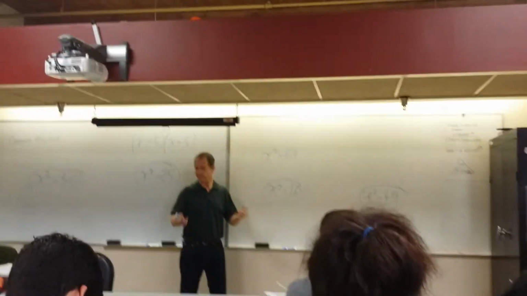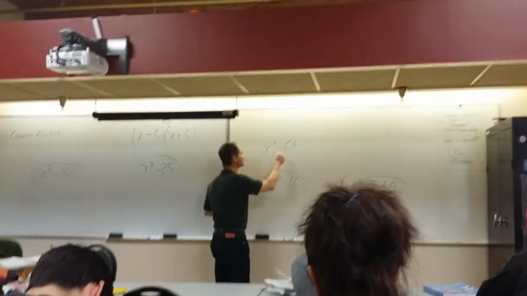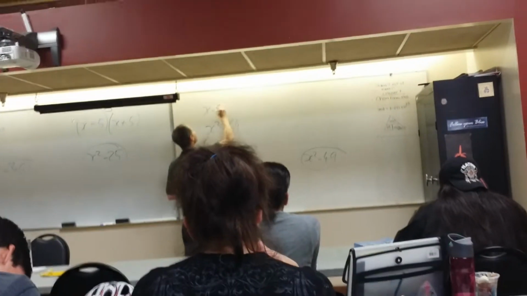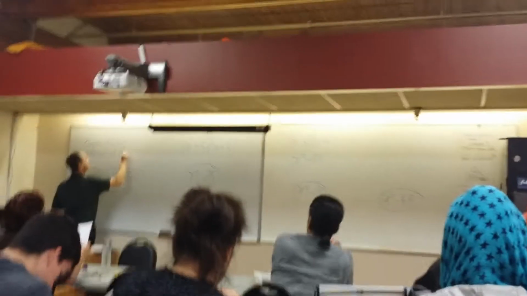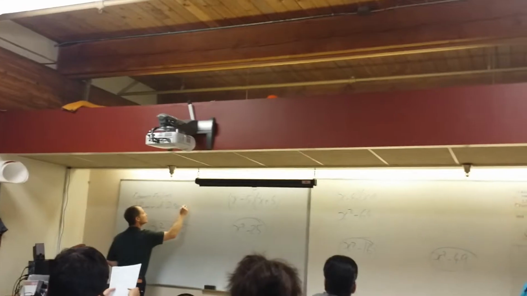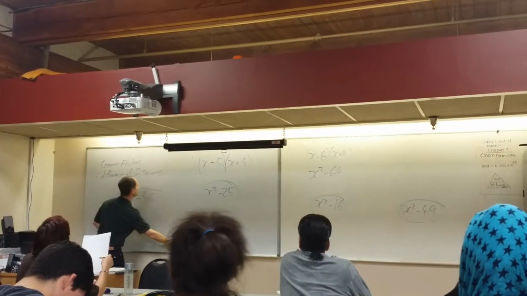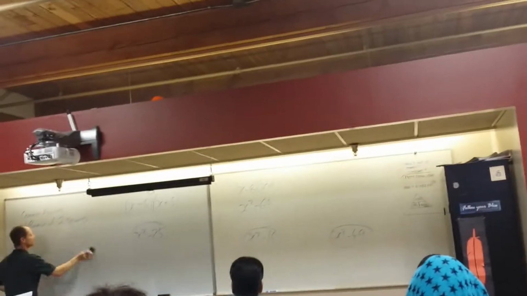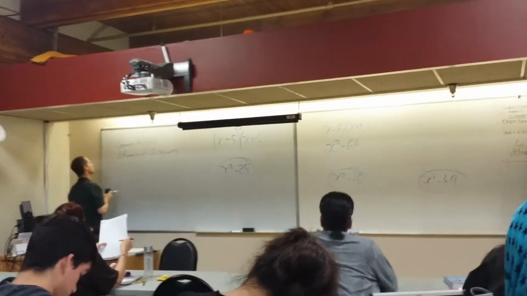All right. How does it factor? X minus 8 times x plus 8. The root minus the root times the root plus the root. Back here, look for a common factor, then you look for FOIL, and then you look for the difference of two squares.